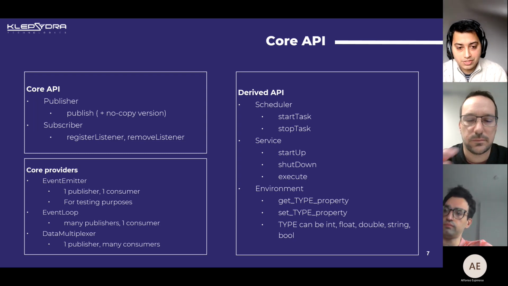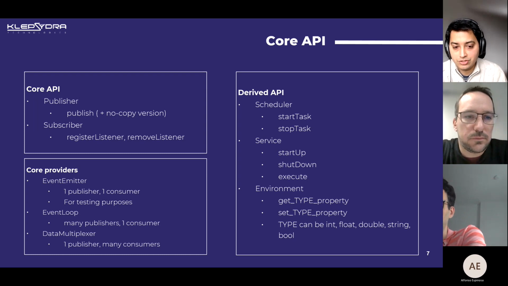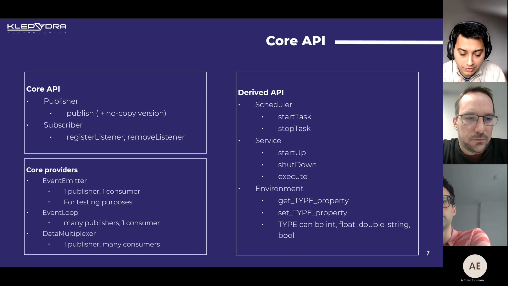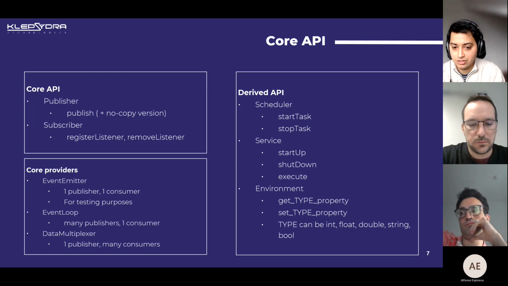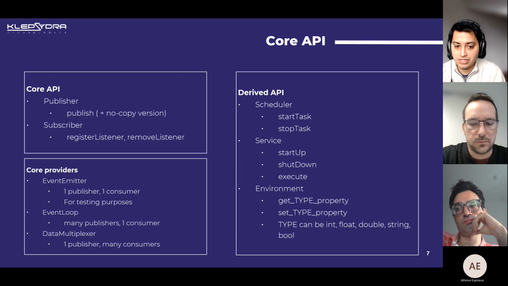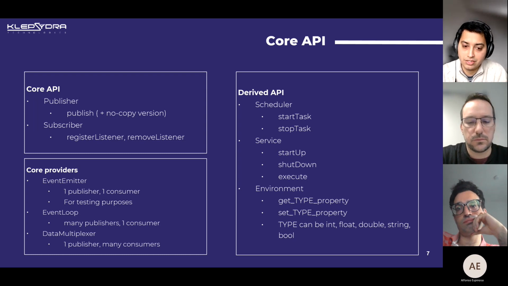And for these publishers and subscribers, you have something known as providers. So we have an event emitter, which is the base of the system. It's generally used for testing. It's synchronous, so when you publish, immediately the subscriber is called and whatever action you have registered is taken. When you run with the event emitter, you don't have to worry about threads or memory problems and so on. So it's very useful for testing your application.